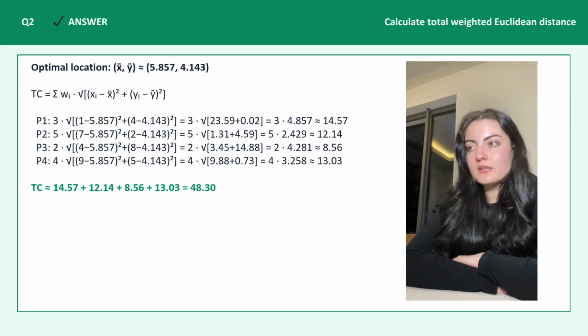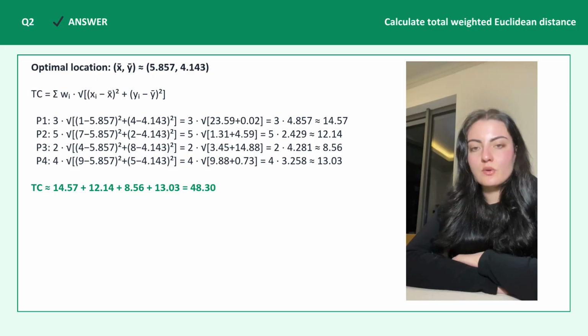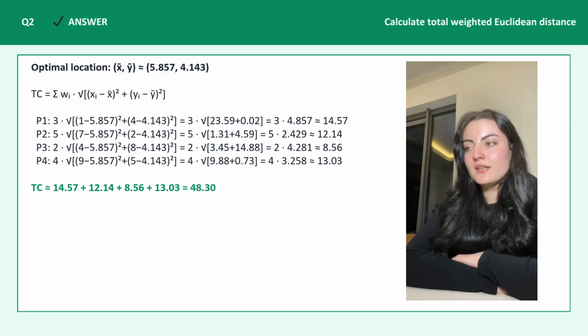Now we evaluate this location by calculating the total weighted Euclidean distance to all supplier plants. For each plant, we use the straight line distance formula and multiply the results by the corresponding weights. When these values are added together, the total weighted distance is about 48.3. So the final answer for question 2 is approximately 5.85, 4.14 with total weighted distance of about 48.